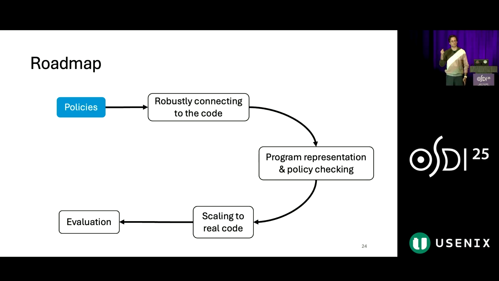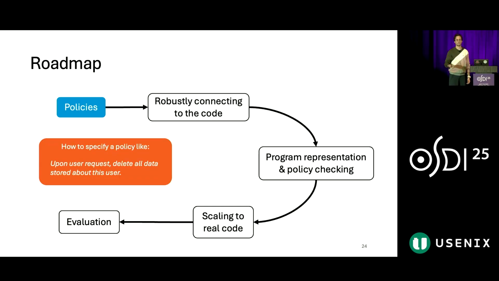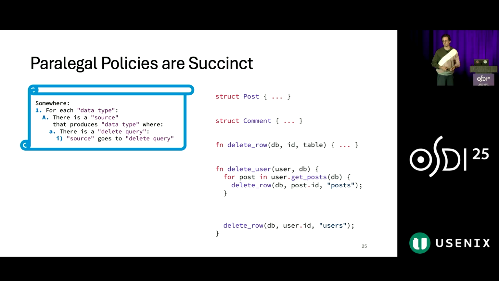So for policies, let us actually dig into how you would specify the data deletion policy for Plume in Paralegal. Now, this is not going to be a policy that checks data deletion completely comprehensively, but be a useful approximation that developers can use to find bugs. And this is what this looks like in Paralegal's actual policy language.